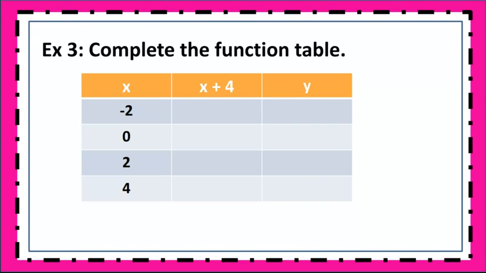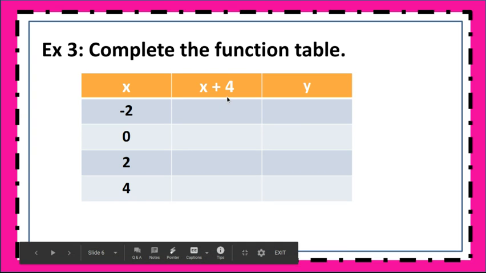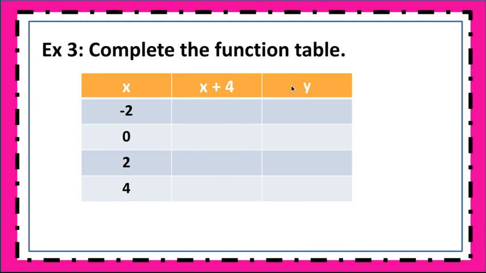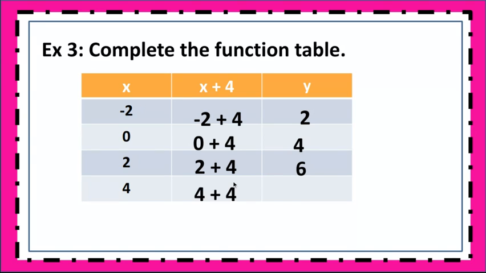Here's another function table. We are inputting -2, 0, 2, and 4 into the function rule x plus 4 and determining our output values or our y values. -2 plus 4 is 2. 0 plus 4 is 4. 2 plus 4 is 6. 4 plus 4 is 8. So when I input a -2 into this function rule, my only output value is 2. When I input a 0, my only output value is 4. When I input a 2, the only output value I can get is a 6.